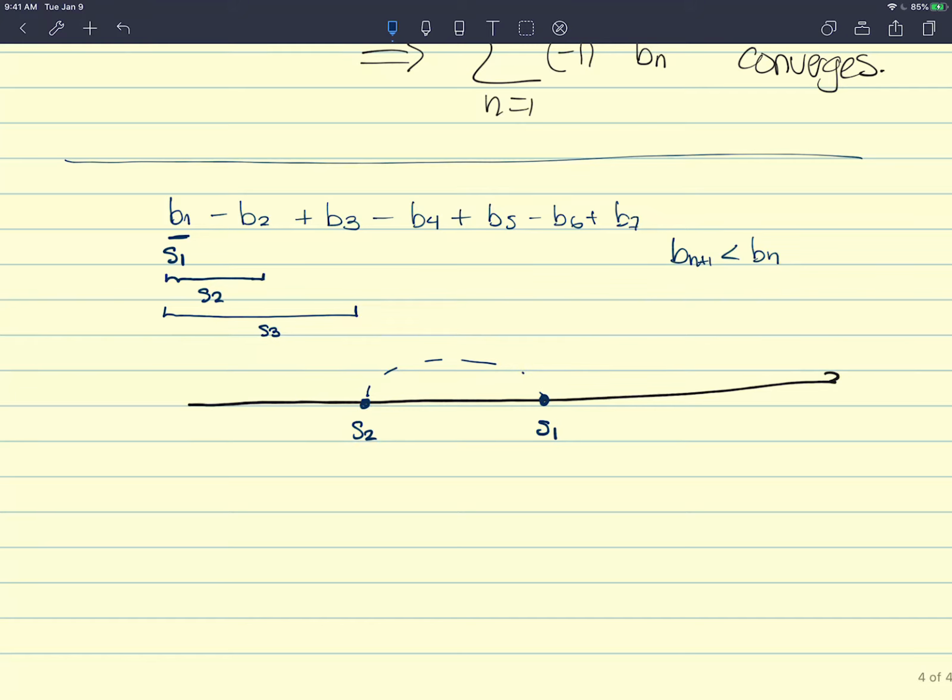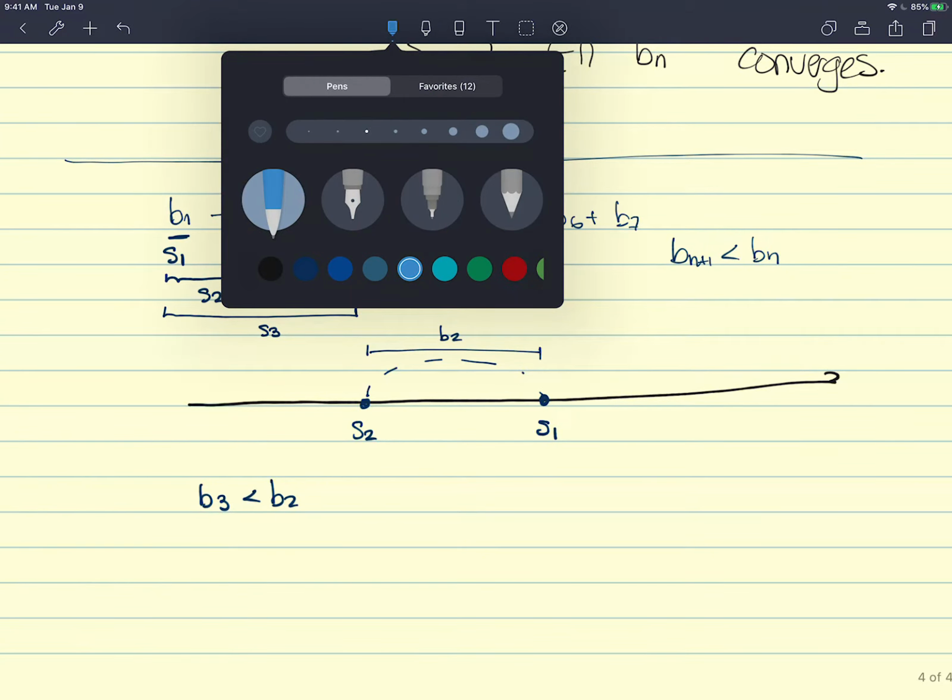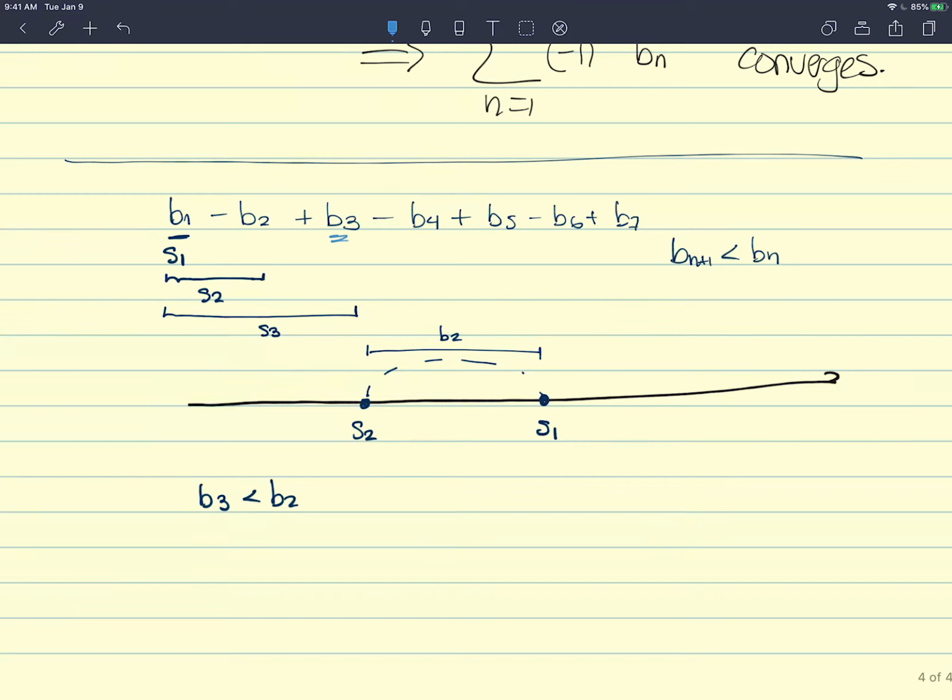Now when you add the next term to get S3, you're going to add B3, but remember that B3 is smaller than B2. And this distance here is B2, right? Because I moved B2 to the left. So I'm going to add B3 now, but B3 is smaller than B2, which means I'm not going to hit S1. I know I'm going to be to the left of S1, right? Because this distance between here and S3 is B3, and B3 is smaller than B2.